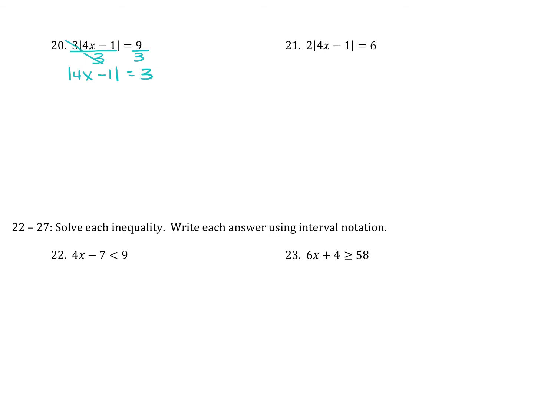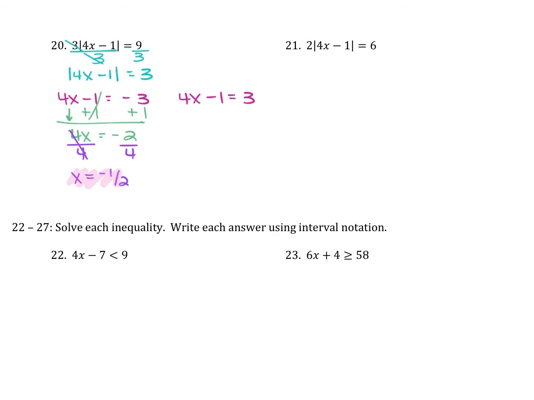We're going to rewrite this as two equations. One that is 4x minus 1 is equal to negative 3, and one that is 4x minus 1 is equal to positive 3. If we work with the one that's on the left here, we're going to first add the 1 over, drop down the 4x, so this gives us 4x is equal to negative 2. From here, divide each side by the 4, and you get that x is equal to negative 2 over 4, which is negative 1/2. This is one of your solutions.